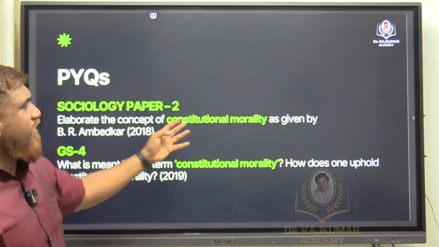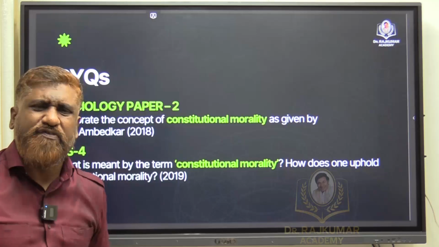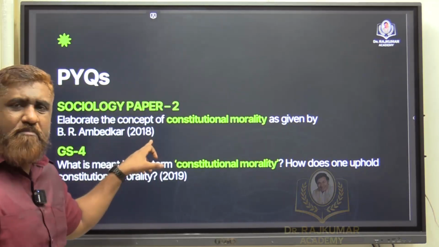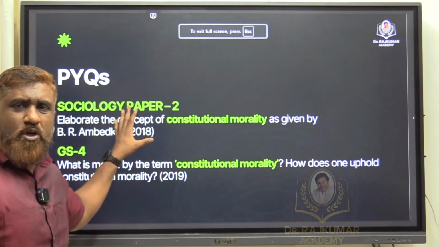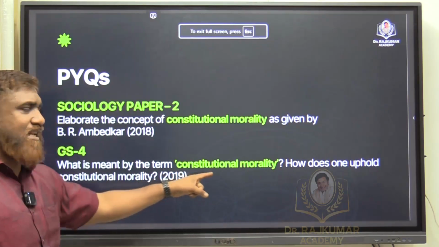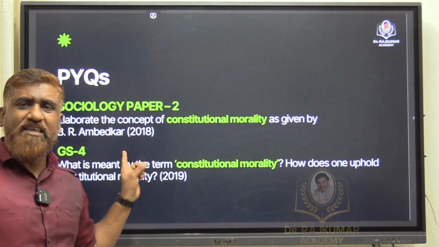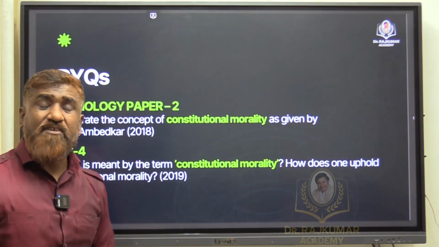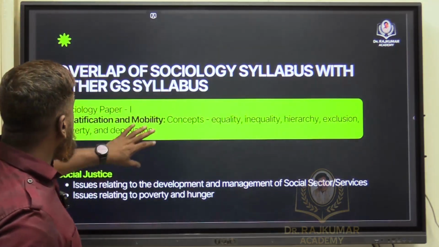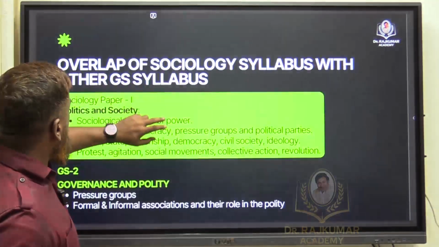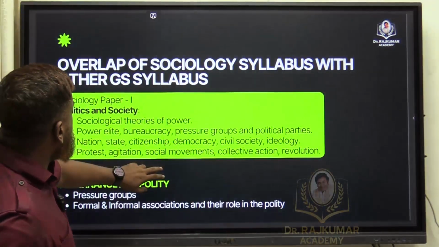See the question straight to straight: elaborate the concept of constitutional morality, Ambedkar, 2018, sociology question. Very next year, 2019, constitutional morality, GS they have asked. Same to same. Likewise, we can quote a lot of questions. These are again a lot of questions we can quote here.